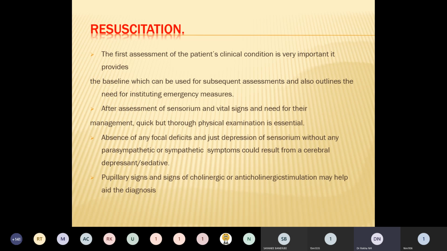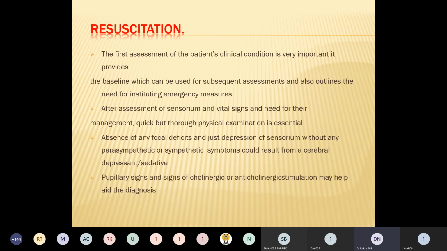First, assessment of the patient's clinical condition is very important. It provides a baseline for subsequent assessment and also outlines the emergency measures to institute. So we have to assess the sensorium and vital signs, and a quick, thorough physical examination is essential. In the absence of any focal deficit, just an altered sensorium without any parasympathetic or sympathetic symptoms could result from intake of a cerebral depressant or a sedative.